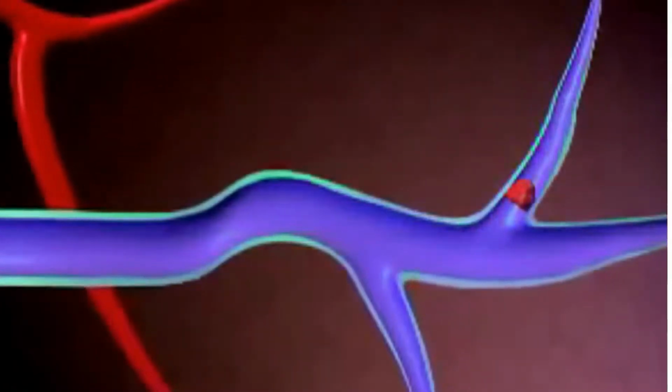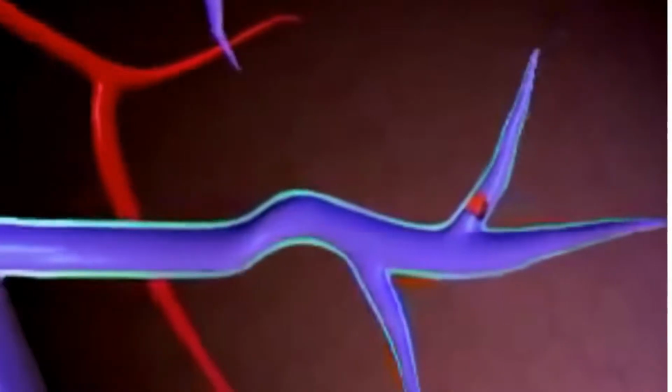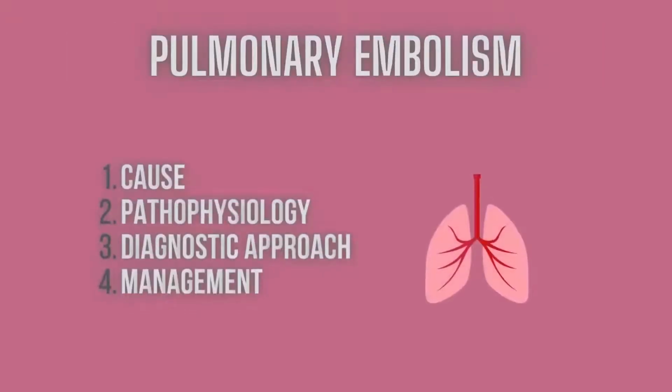Massive pulmonary embolism or PE is an emergency condition that accounts for more than 30% of death after a positive diagnosis. And its effect in COVID-19 is extremely fatal. Today, we are going to discuss pulmonary embolism, its causes, pathophysiology, diagnostic approach, and management in detail.